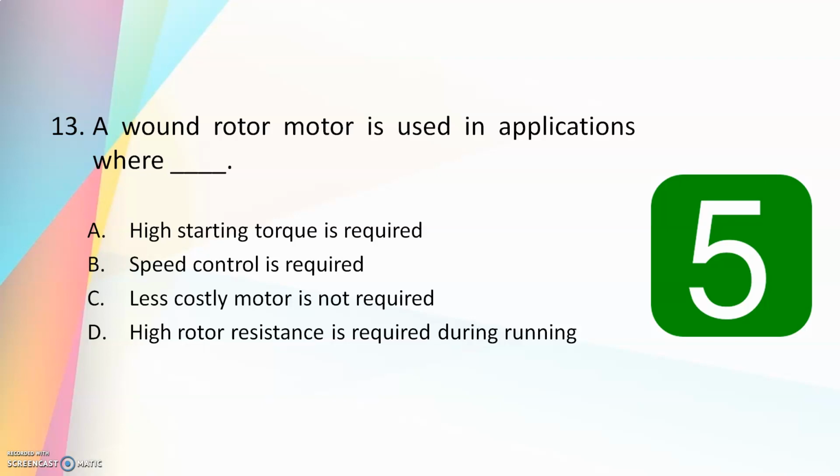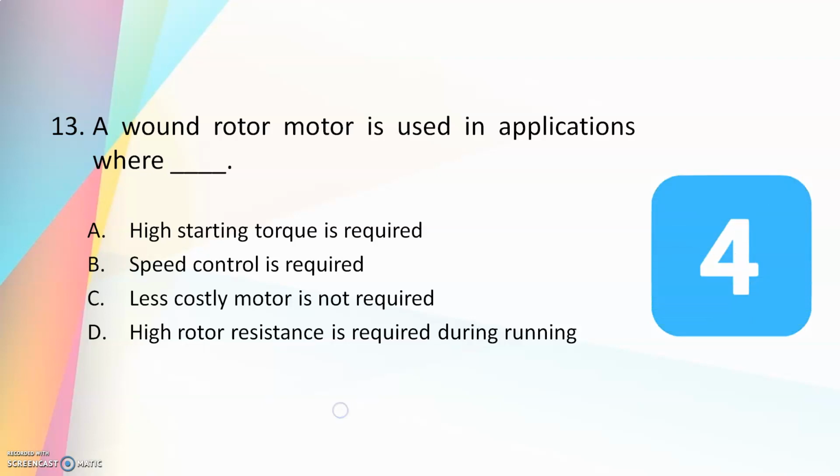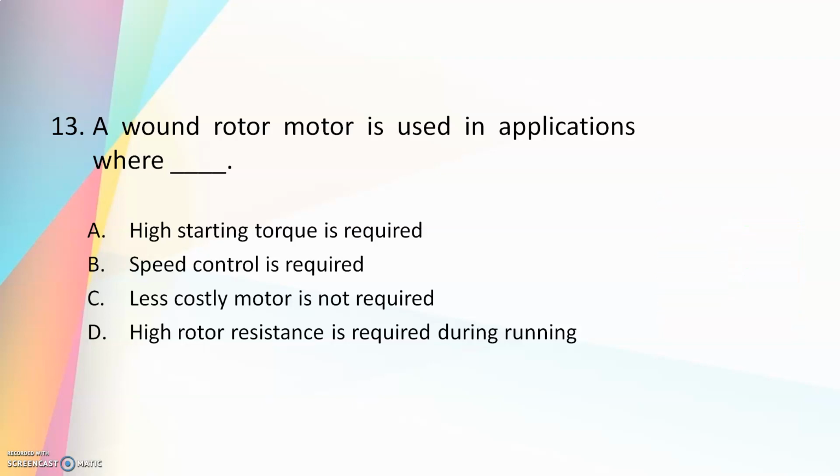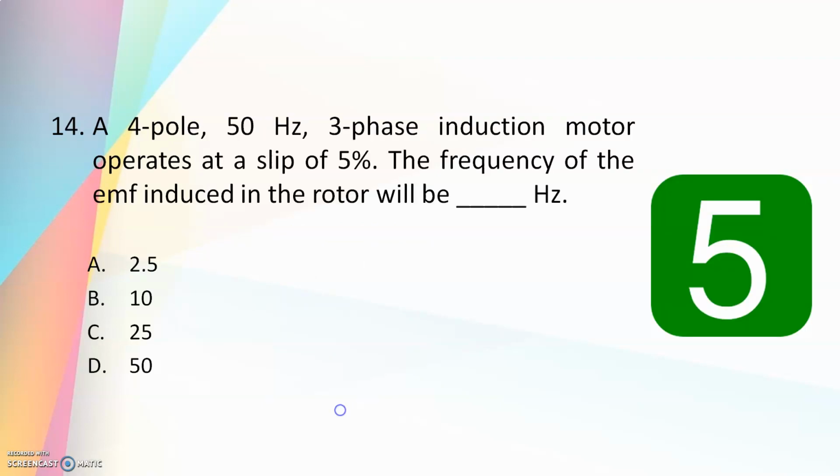A wound rotor motor is used in applications where high starting torque is required, speed control is required, less costly motor is not required, high rotor resistance is required during running. And here you go. And the answer is where high starting torque is required, because as I have already told, you can add external resistance at starting so that you can make the starting torque high.